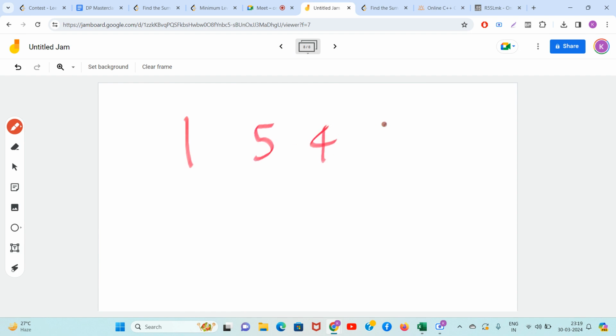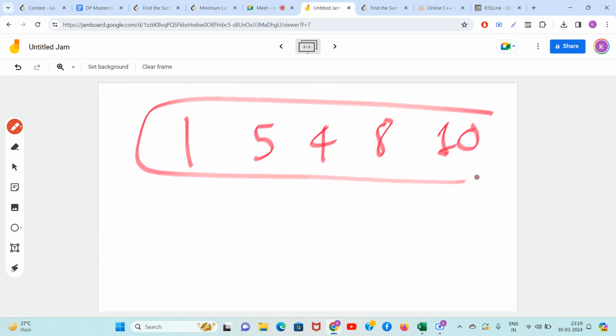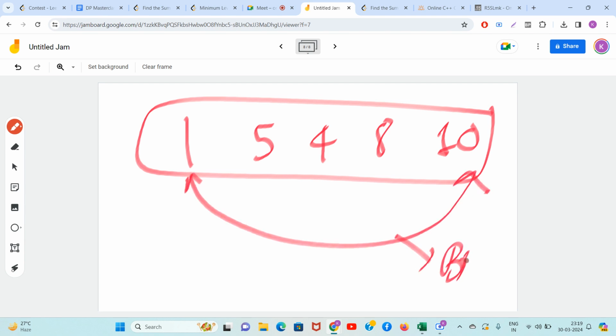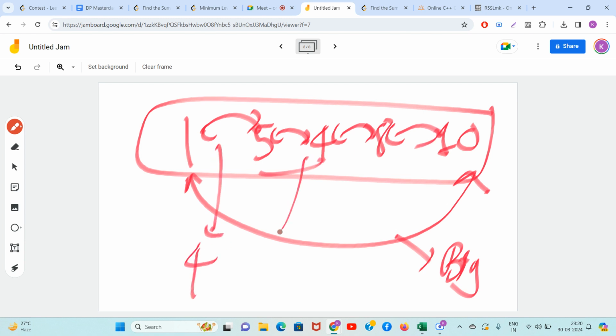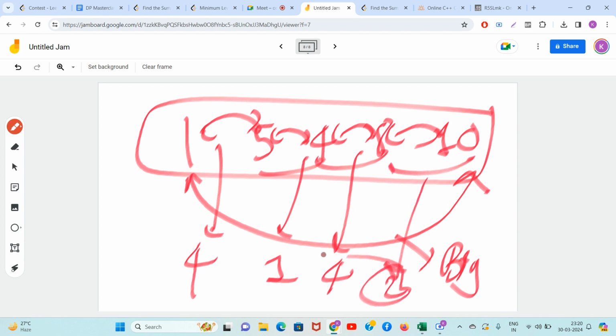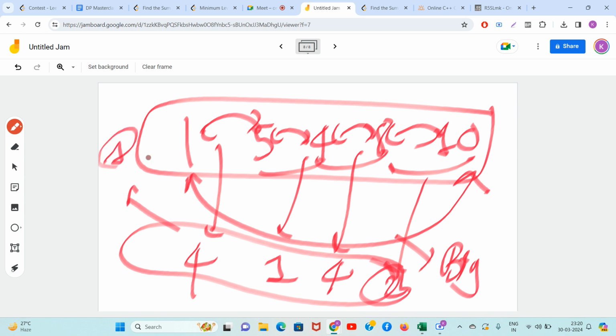1, 5, 4, 8, 10. Now this is sorted. So you never need to check the difference of 1 and 10. Why? This will always be big. These will be the smallest differences. 1 to 5 is 4, 5 to 4 is 1, 4 to 8 is 4, 8 to 10 is 2. The minimum of all of them is the answer. 1 is the answer, okay? So guys, the question is saying that for all the subsets you find this minimum value and find the sum of these minimum values of all the subsets of length k.